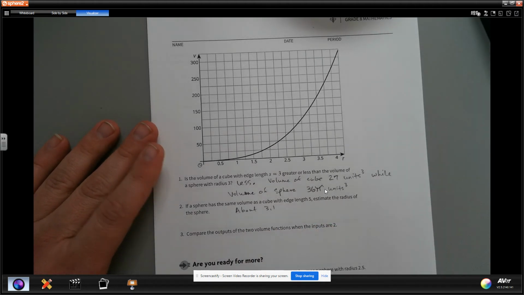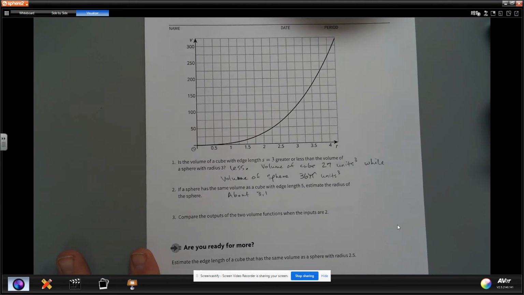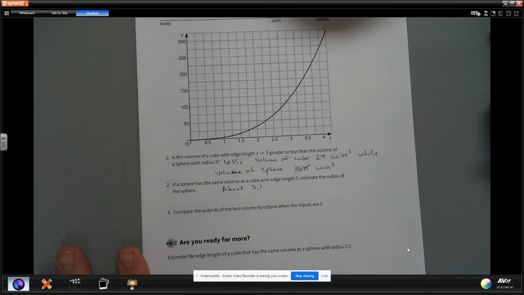We know that the volume of a cube with side length 5 gives us a volume of 125 cubic units, and then the graph shows us the sphere is about the same. The final question: the output of the cube volume function is 8 when the input is 2, since 8 is equal to 2 to the third power.